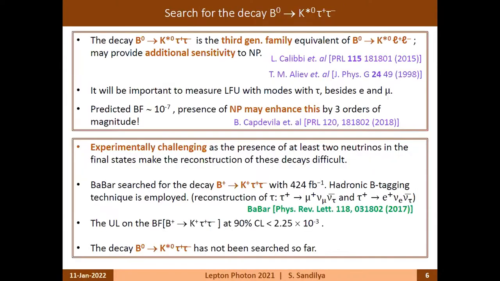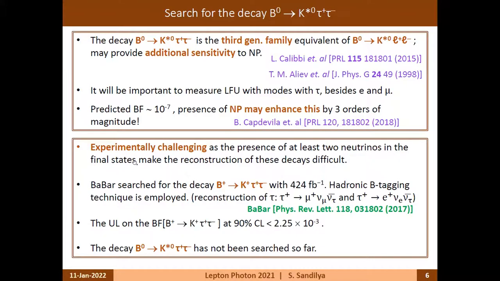So this lepton flavor universality violation has mostly been seen in electrons and muons. It will be more interesting if we observe the decay B to K star tau tau, since a third generation lepton is involved. So it may provide additional sensitivity to new physics. The branching fraction is of the order of 10 to the power minus 7. However, the presence of new physics may enhance this by up to three orders, bringing the branching fraction up to the order of 10 to the power minus 4.